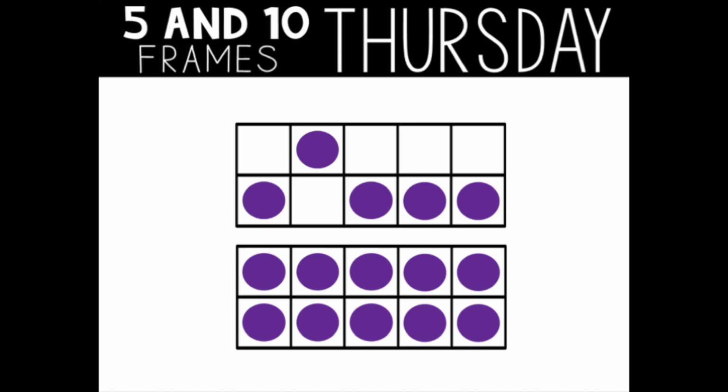Here's what I noticed. The top 10 frame has the same dots as my slide before, so I know there are 5 dots in the top 10 frame. The bottom 10 frame is completely full, so I know that is 10. If I have one group of 10 and 5 lonely ones, I have 15 total. 10 plus 5 equals 15. What did you do to find your answer?